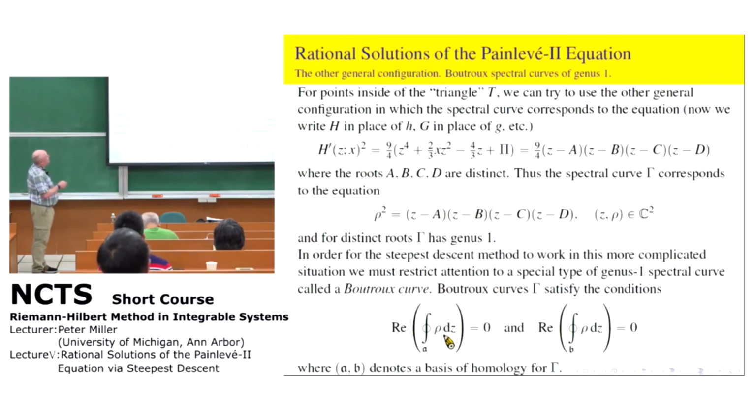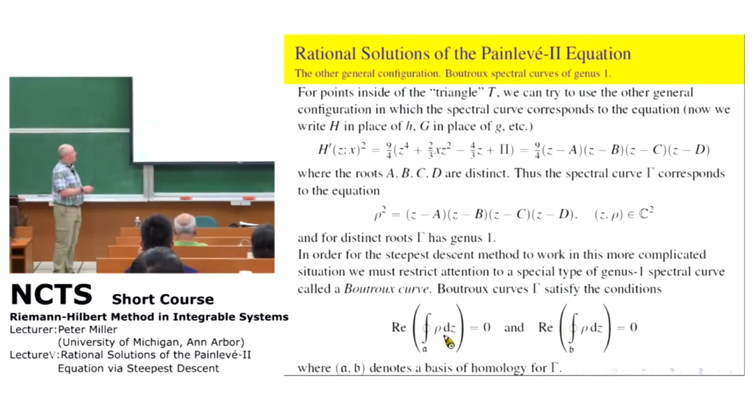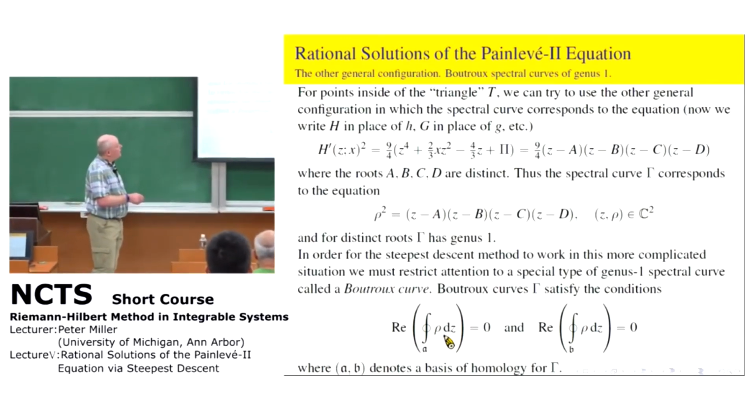So I want to use different letters, but it's the same idea. So capital H prime squared was this quartic, and now I'm going to write the quartic as a product of distinct roots, a, b, c, d, and then we know that there are certain relations that should determine a, b, c, and d in terms of x and pi, right, these two things. So the spectral curve corresponds to this kind of quartic equation like that, and for distinct roots, this curve gamma has got genus 1.